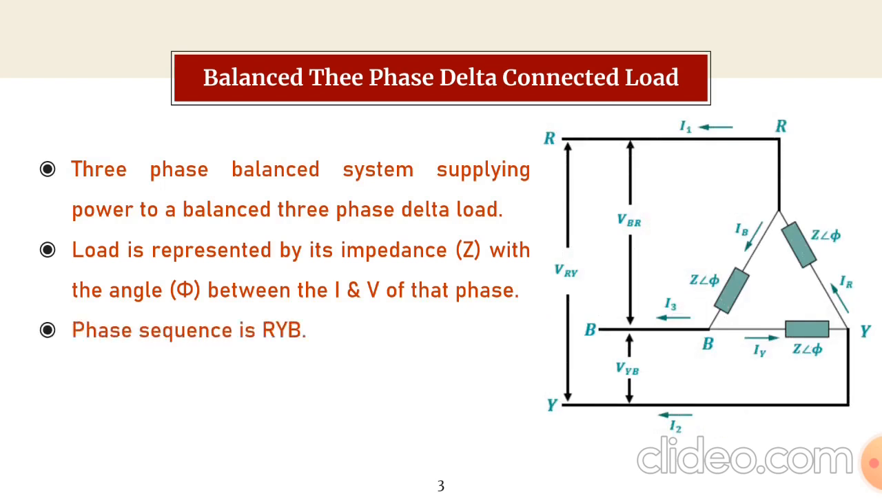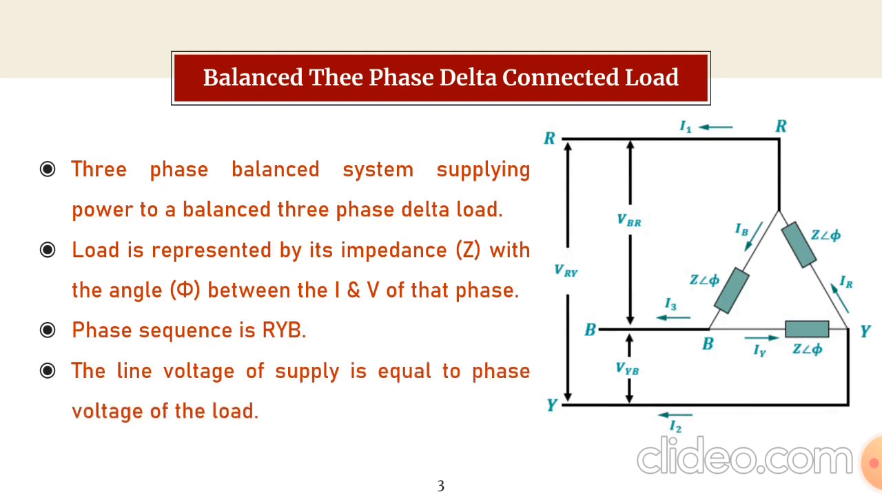Now the phase sequence we consider here is RYB. That is, VRY voltage starts first, VYB comes next, and then VBR. Already we discussed what is phase sequence: the order in which the three line voltages are starting from zero. And here, since the load is delta connected, the supply line voltage will be equal to the load phase voltage.